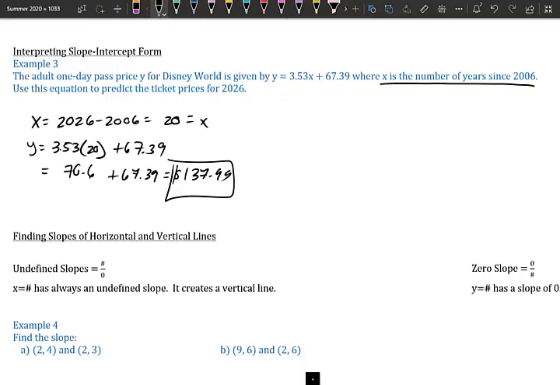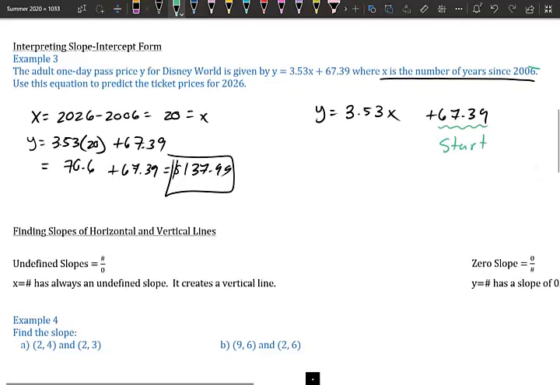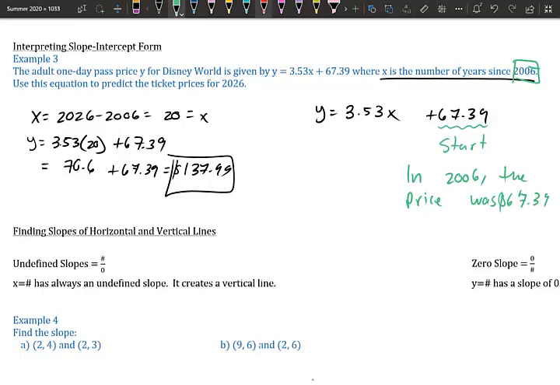That seems about right. So the function we're given is y equals 3.53x plus 67.39. Remember how I told you that that's called the y-intercept, but I also like to call it the start. So what it means is because we're collecting this data from 2006, in 2006, the average price was $67.39. That's what that means. And the 3.53 means the price increases about $3.53 every year. That's about. It could be a little more, a little less, but this is the closest guess we can get. It's a great guesstimate.